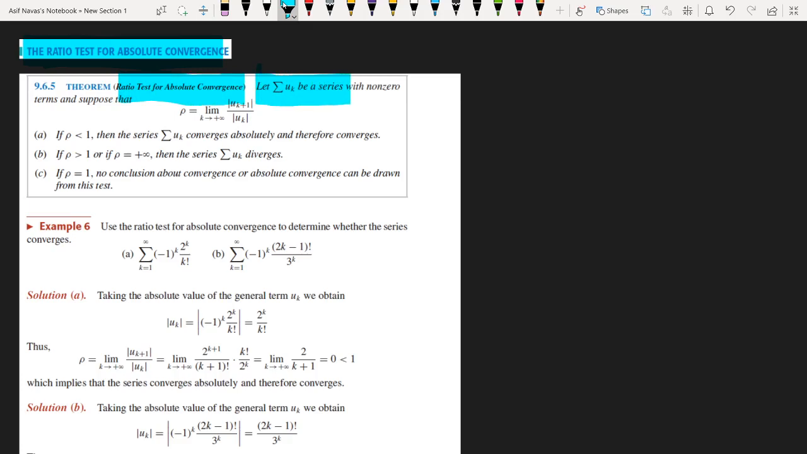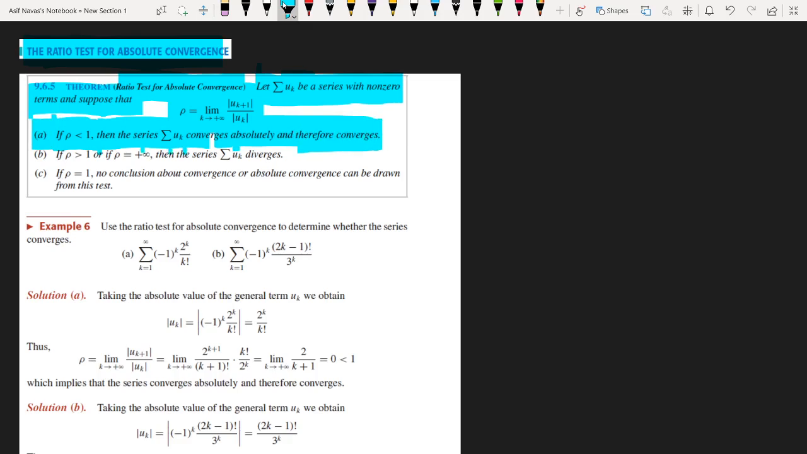Let sigma u_k be a series with non-zero terms. So here you can use non-zero terms. Suppose that rho equals limit k tends to infinity of mod u_(k+1) divided by mod u_k. So instead of using the previous ratio test, we can use this ratio test for checking whether the series is convergent. If rho is less than 1, then the series u_k converges absolutely, therefore converges.